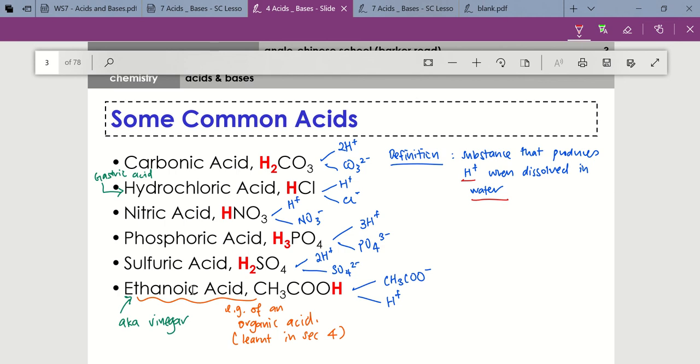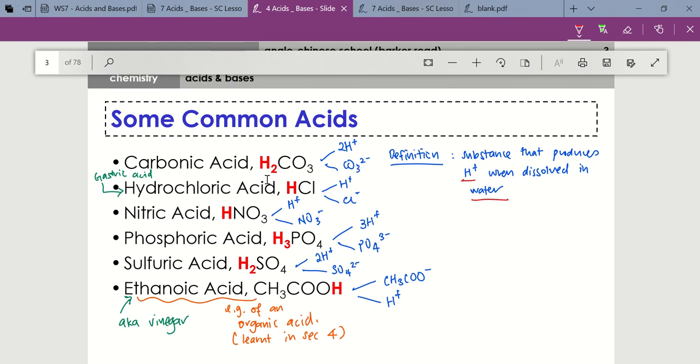Back to the common acids that we will see in our syllabus. By now you will need to know not just the chemical name, you also need to know how to form the chemical formula. So over here, I have broken down for you the positive and negative ions of each of these acids, right? A reminder again, they are ionic compounds and hence they have positive and negative ions.